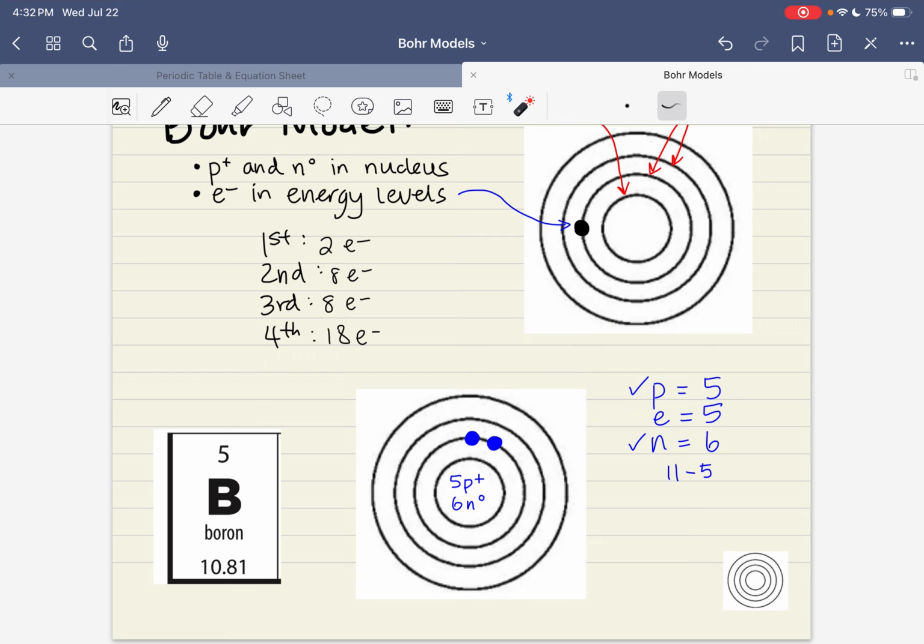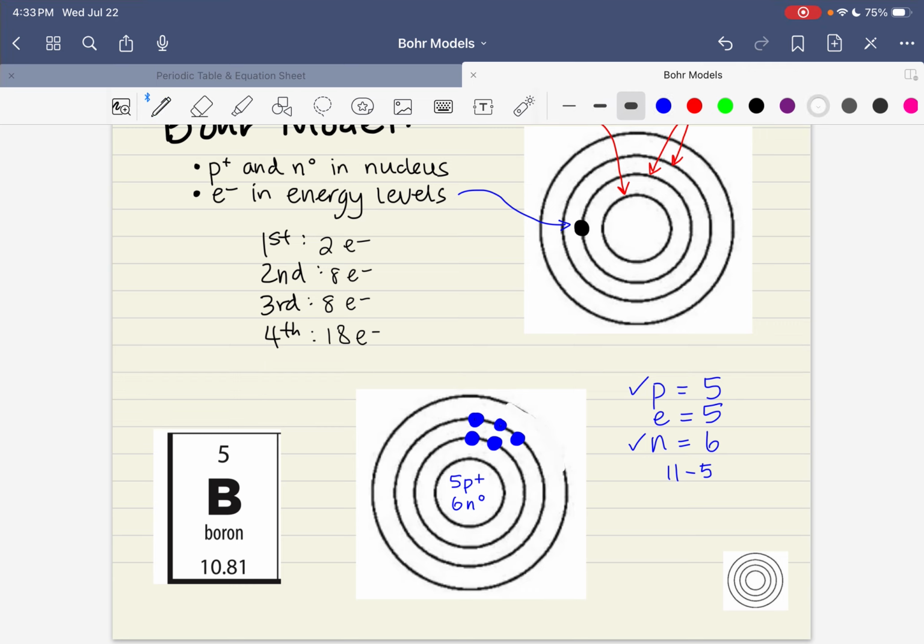So I have 2. I'm not done yet because I need 5 electrons total, and I only have 2. So this energy level is full. It can only hold 2. Now I'm going to go to my second energy level. My second energy level can hold 8, but I'm not going to put in 8. I'm only going to put in the amount that I need. I need 5 total. I already have 2, so all I need is 3 more. 1, 2, 3.